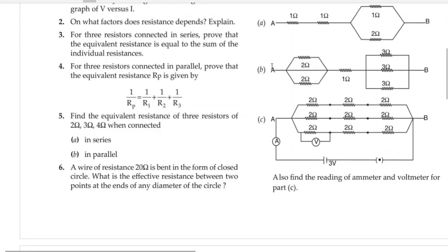Question number 6. A wire of resistance 20 ohm is bent in the form of a closed circle. What is the effective resistance between 2 points at the end of any diameter of the circle? Very nice question. Let's find the answer.